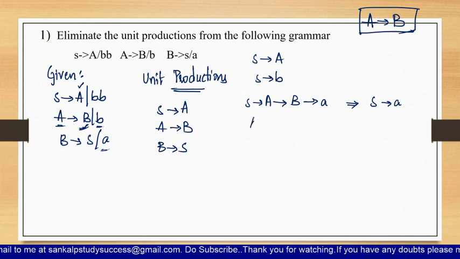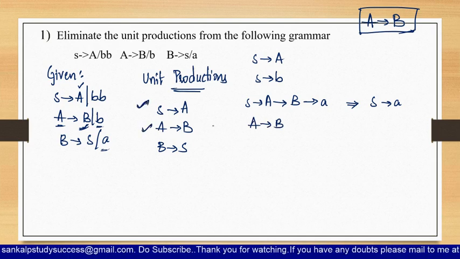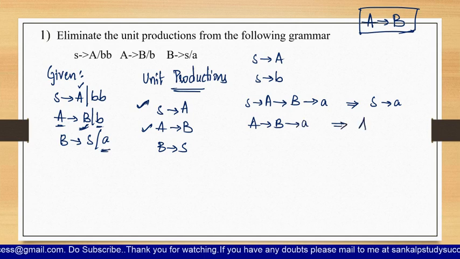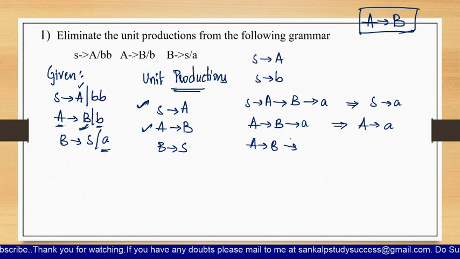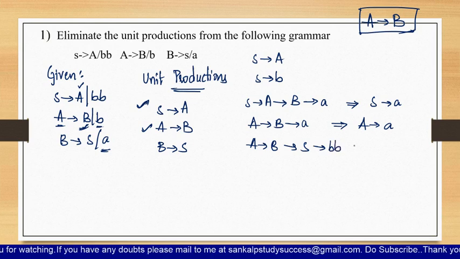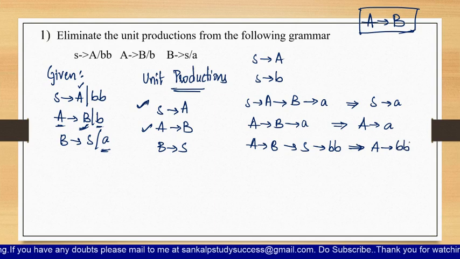Now we have considered this first one. Now let us consider capital A tends to capital B. If you substitute B with small a, then you are going to get capital A tends to small a, right? That is fine. Now we are going to substitute S in the place of B. Then in the place of S, you are going to substitute this BB. Then you are going to get A tends to BB at the end, right?